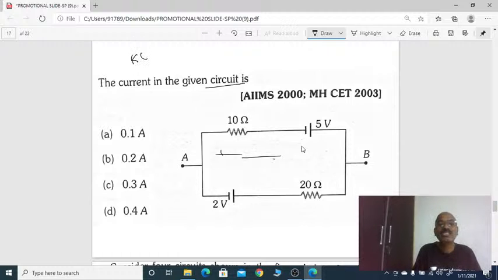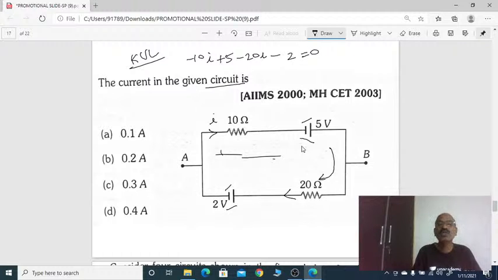Apply the Kirchhoff voltage law in this closed loop. I will start from here, in the same direction. Minus 10 into current, say I. Then it goes increasing, plus 5, a rise in potential. Again come this way, same direction, minus 20 into I, a fall in potential, positive to negative. So minus 2 equals 0.